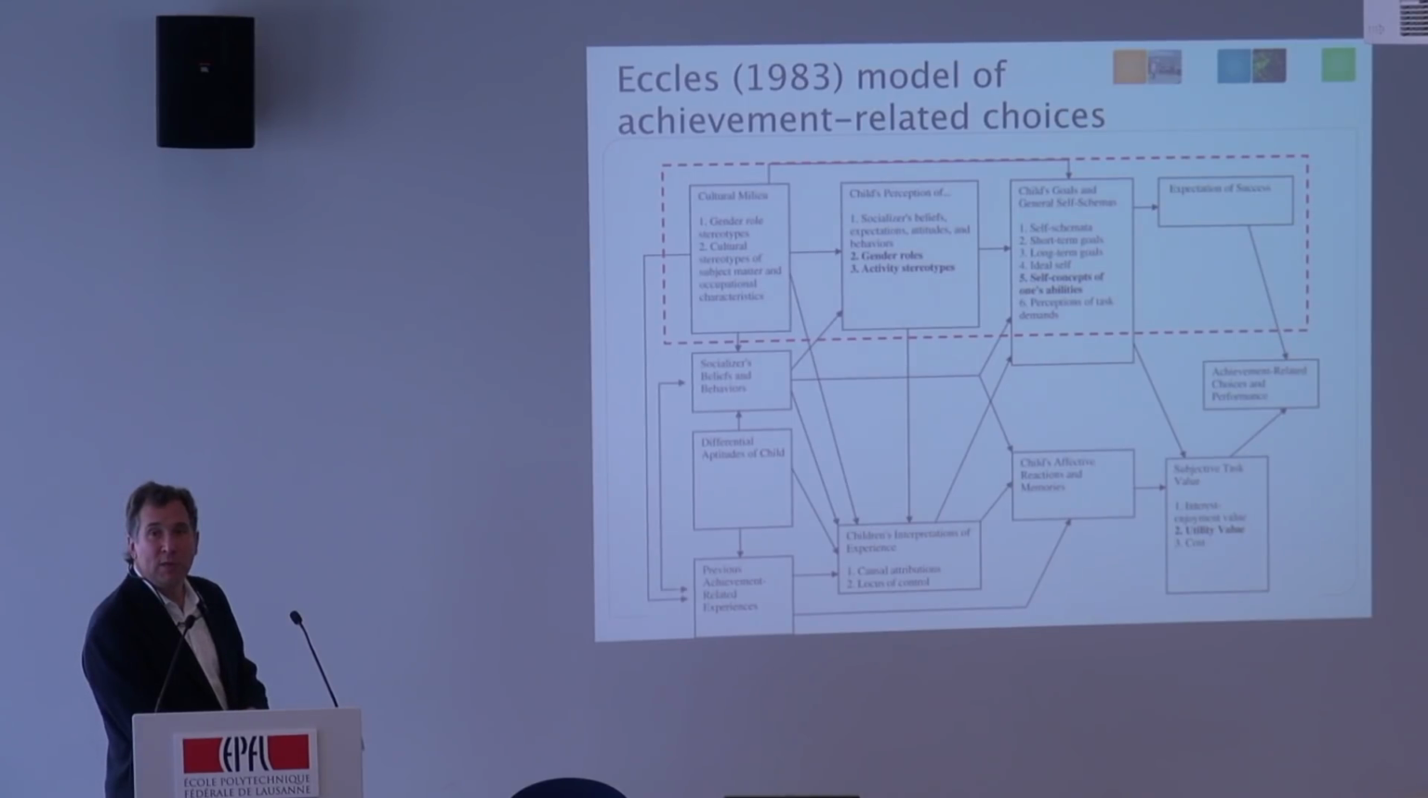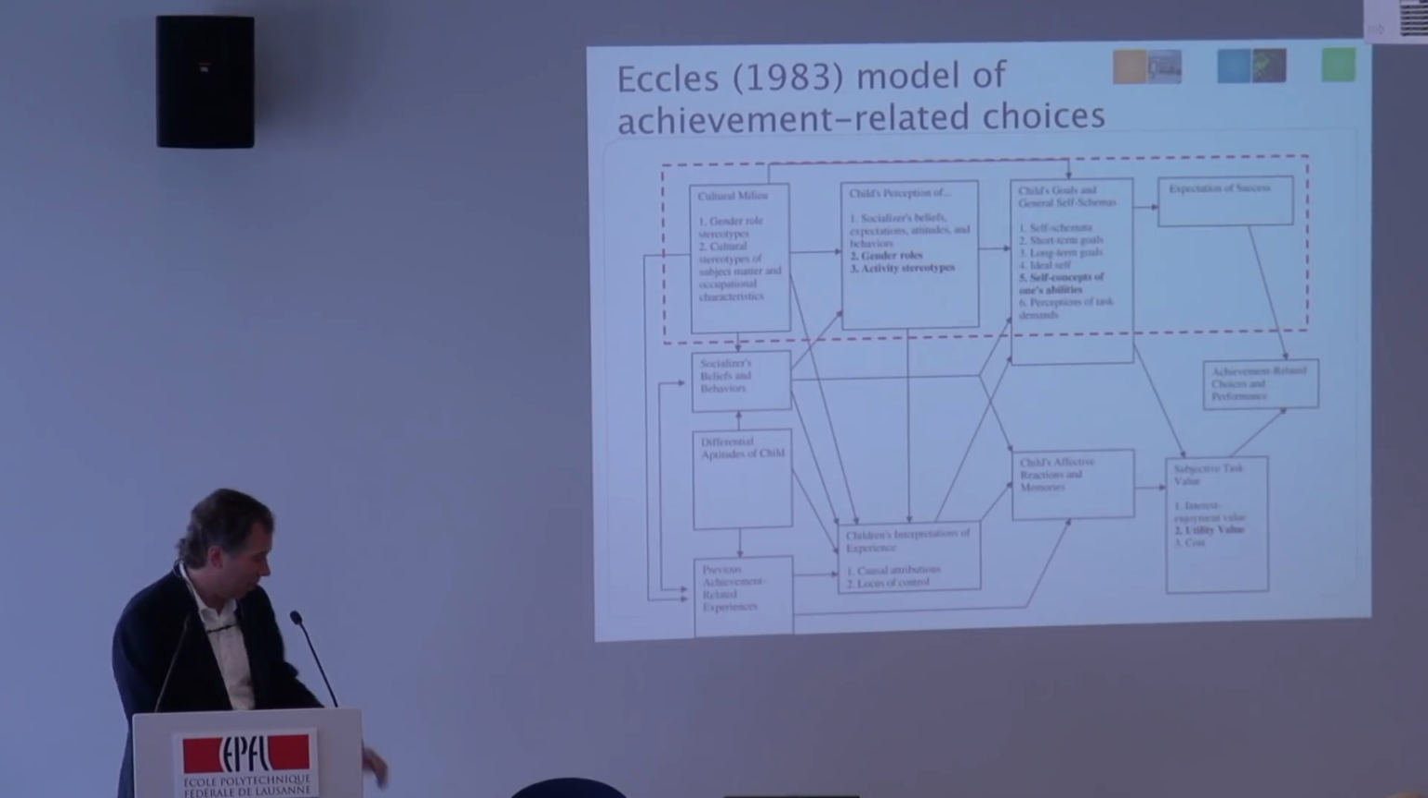Do people like me do this? A child's perception of what their roles are and how that activity has been stereotyped. There are self-schemas. Am I someone who could be possibly good at this? And all of those influence on the far right the achievement-related choices and performance. These boxes along the top are cultural, and they're really pretty hard to change in a small period of time.